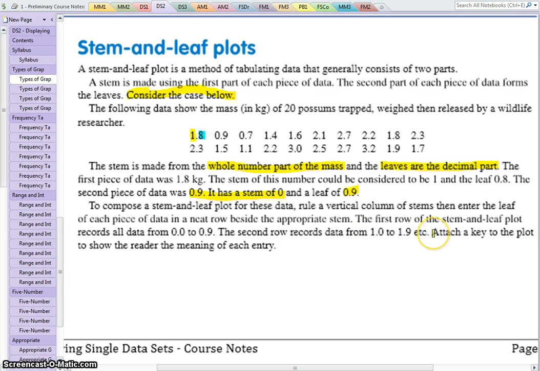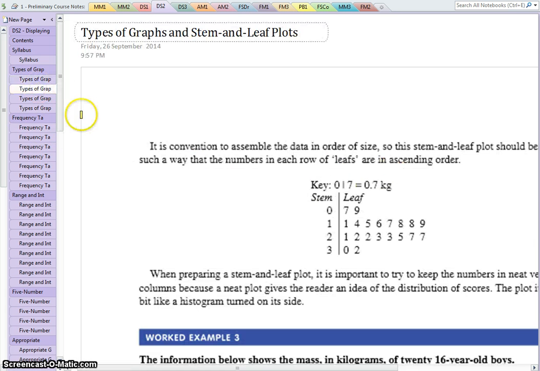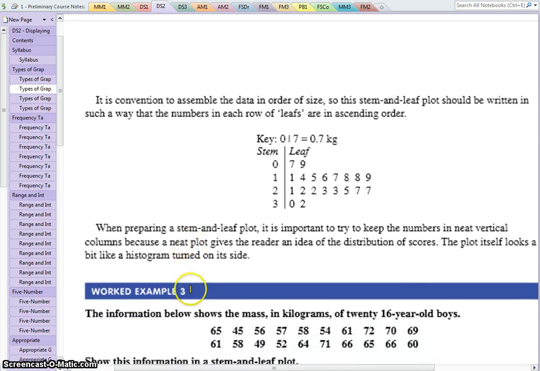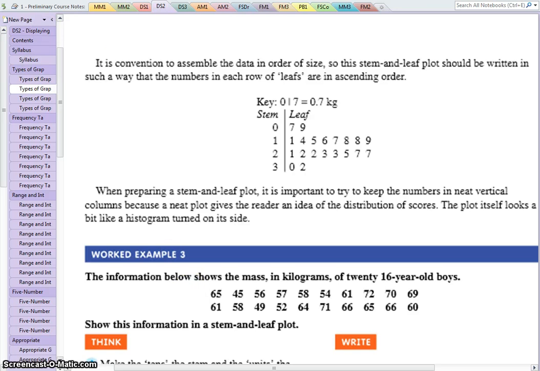The main thing to remember is that you should attach a key to the plot so you know what each one means, because there are cases where it can get a little, not confusing so much, but a little unobvious. So it is convention to assemble the data in order of size. This stem and leaf plot should be written in such a way that the numbers in each row of leaves are in ascending order. That's really important later on when we start to use your summary statistics.